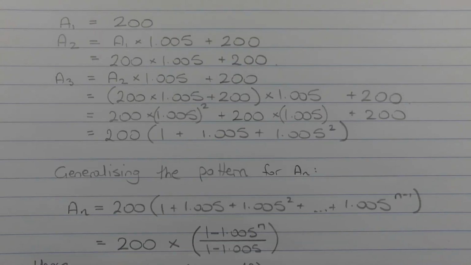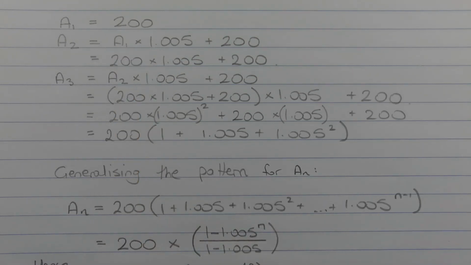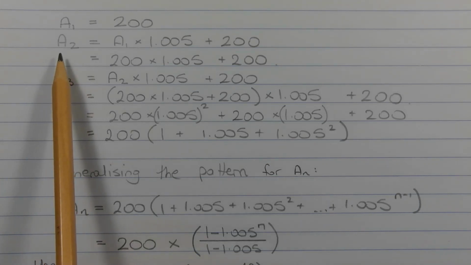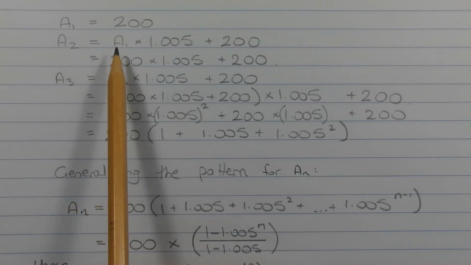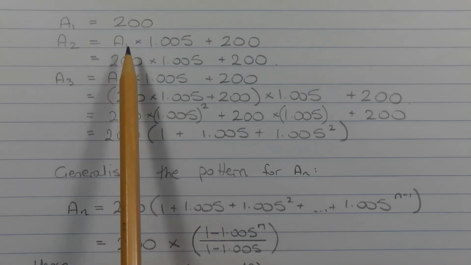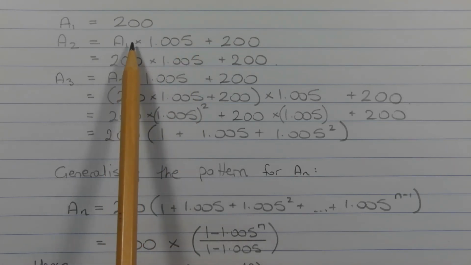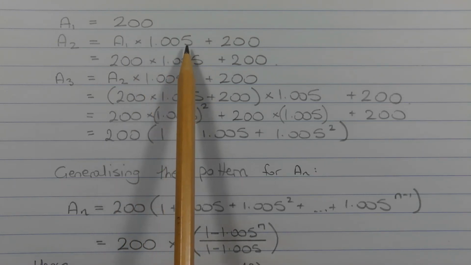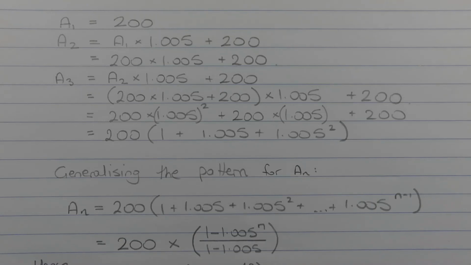The value of the investment at the end of the first month, A_1, is equal to $200, as it earns no interest since it's deposited at the end of the month, not at the beginning of the month. Now the value of the investment at the end of the second month, A_2, is equal to A_1 increased by 0.5%, which is done by multiplying A_1 by 1.005, and then adding on another $200, which represents the amount deposited at the end of the second month.